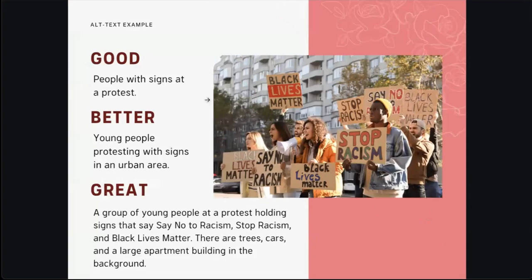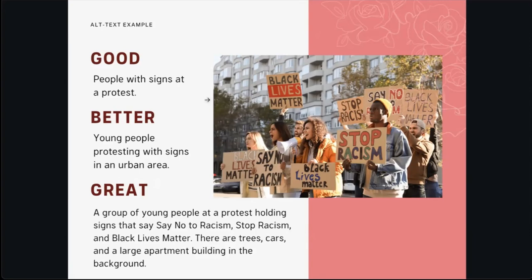Okay. So if you were using this picture on Instagram or Facebook, you would want to make sure that there was alt text for it. A good alt text would be "people with signs at a protest." It tells you what it is. It's very basic. It doesn't give you a lot of detail. A better version is "young people protesting with signs in an urban area."